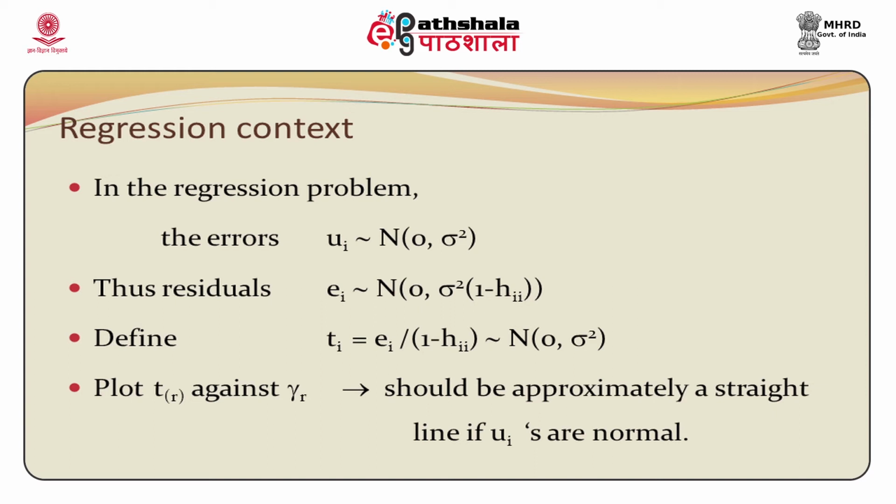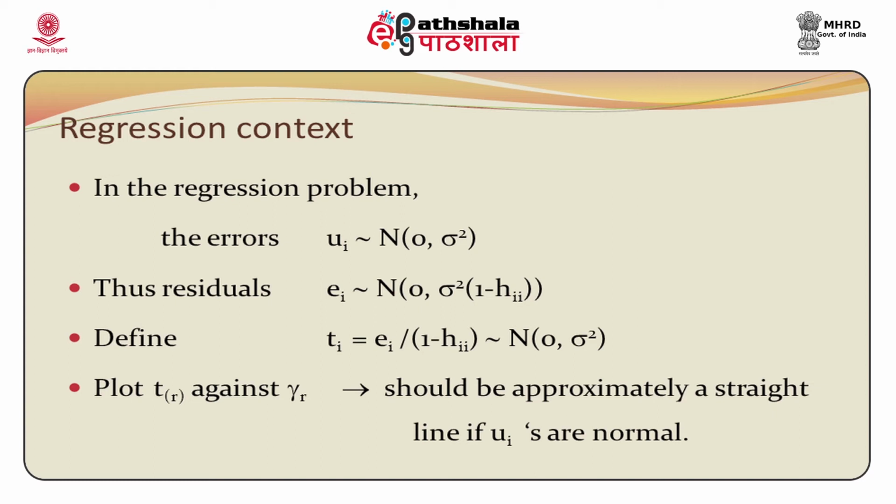The usual estimates of the epsilons would be the residuals, e_i. e_i is y_i minus x_i prime beta hat. So, epsilon_i is y_i minus x_i prime beta, and e_i is y_i minus x_i prime beta hat. So, if beta hat is close to beta, then the e_i would be close to the epsilon_i.